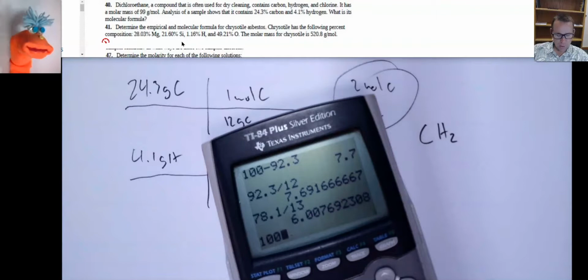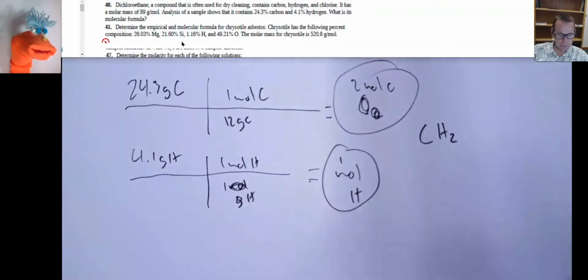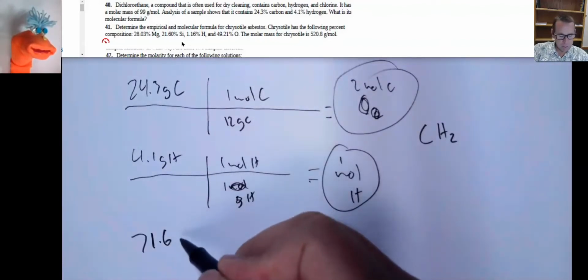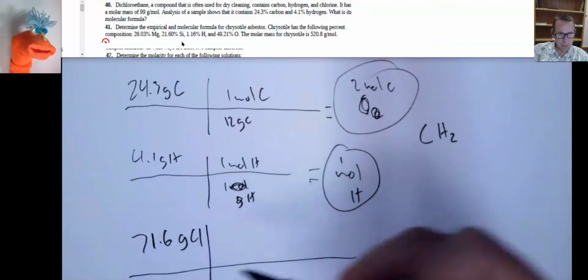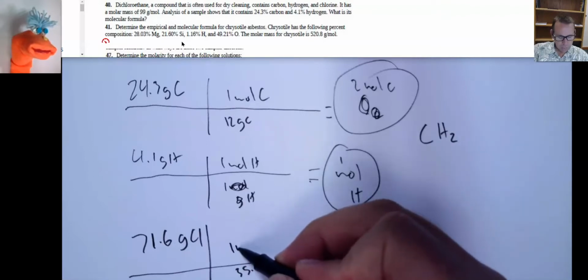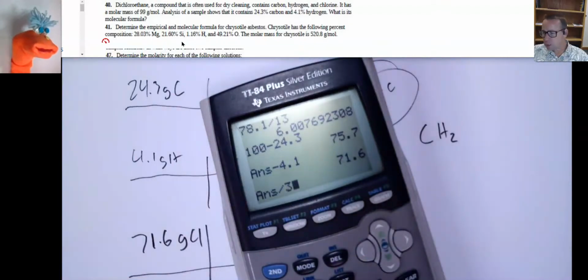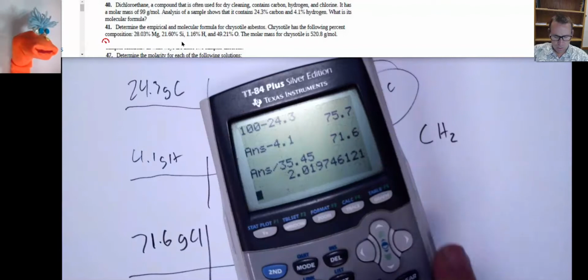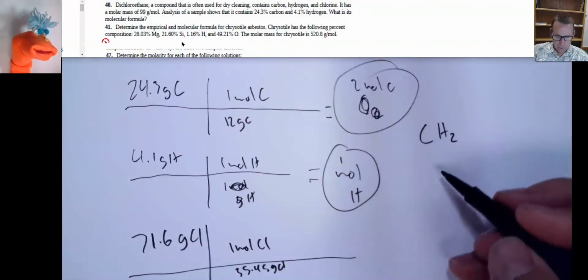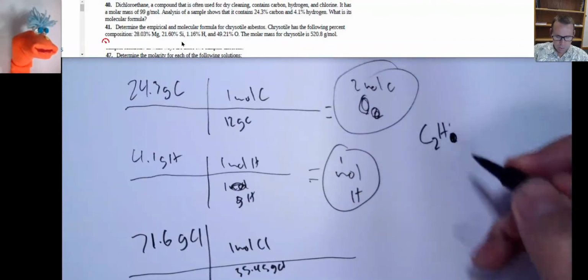So if we take 100% and we subtract the 24.3%, and then minus the 4.1, we get 71.6. 71.6%, that's how many grams of chlorine there would be if I had a 100-gram sample. 35.45 grams of chlorine for every mole of chlorine. So 71.6 divided by 35.45, just double checking on the periodic table there. So that's also 2. So it was 2 moles of chlorine.